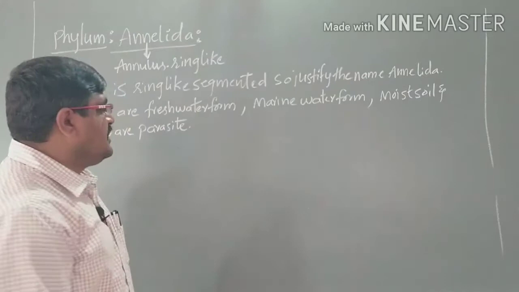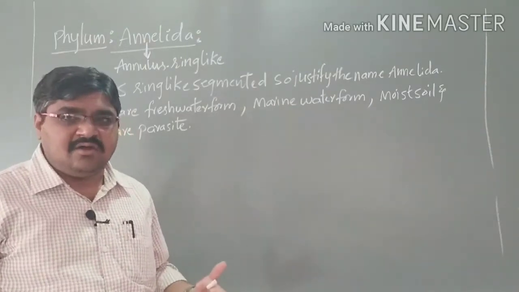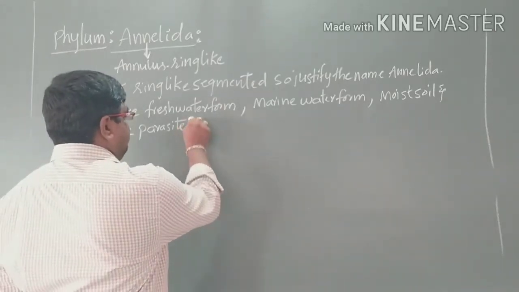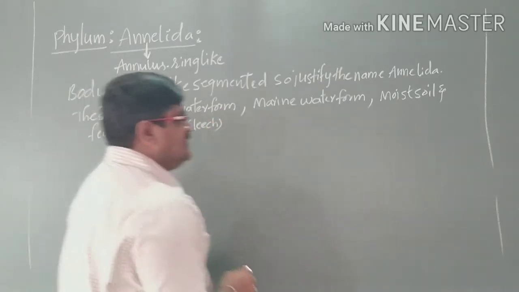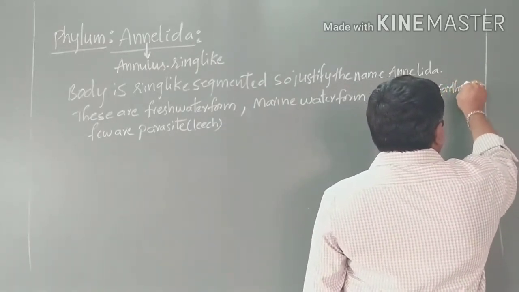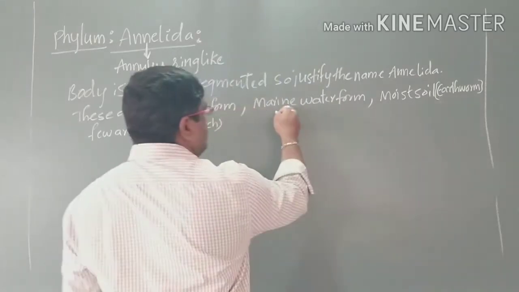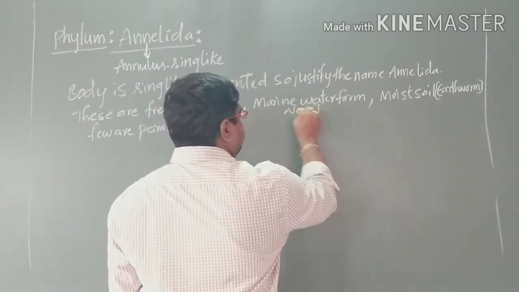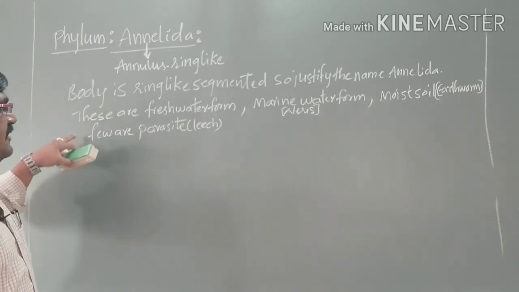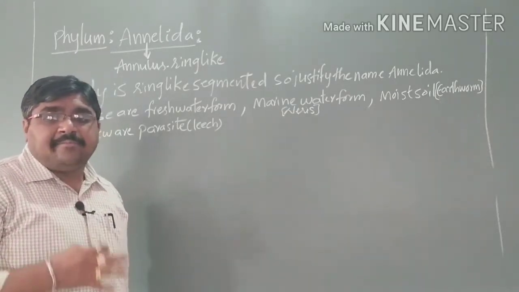That means in freshwater and marine water forms we have Nereis, and in moist soil the earthworms are present. Example, earthworm. And among the parasites, an example is the leech. Leech is an example for parasites. For moist soil, we can take earthworm as an example, and then Nereis. So these are the examples. If you see here, these are freshwater forms, marine water forms, moist soil forms, and very few of them are parasites.